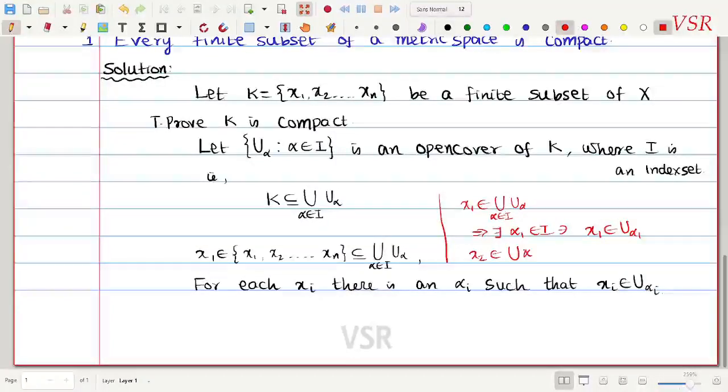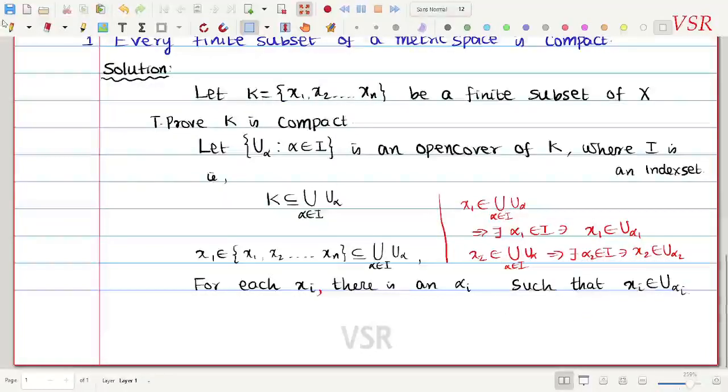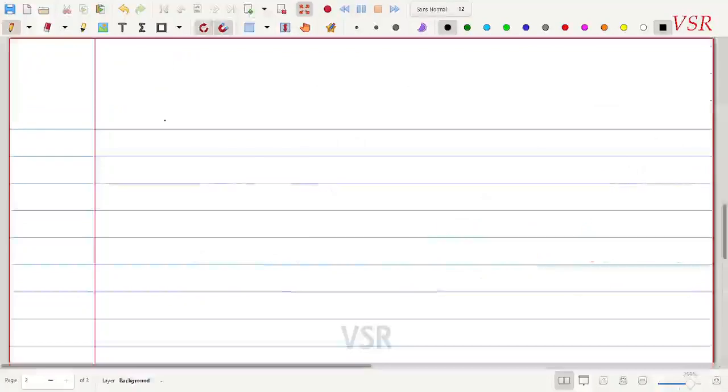அதே மாதிரி x2 belongs to union of all U alpha where alpha belongs to capital I. So this implies that there exists alpha 2 belongs to capital I such that x2 belongs to U alpha 2. So for each xi there is an element alpha I belongs to capital I such that xi belongs to U alpha I.